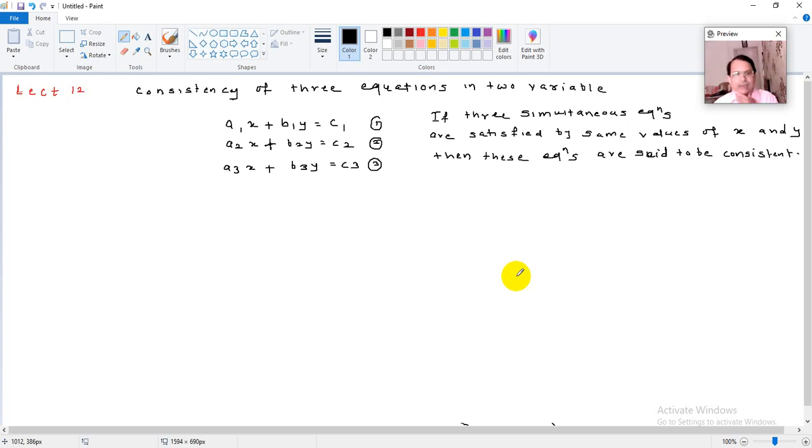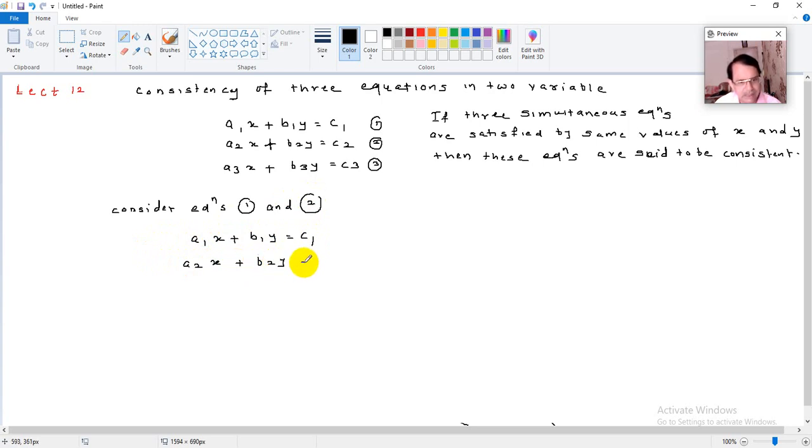Okay, consider equations 1 and 2. What you get? So what are those equations? That is a1x plus b1y is equal to c1, and then a2x plus b2y is equal to c2. Now we will use Cramer's rule to solve this.